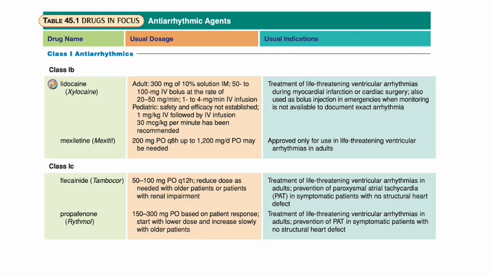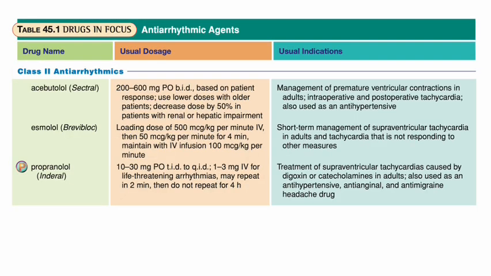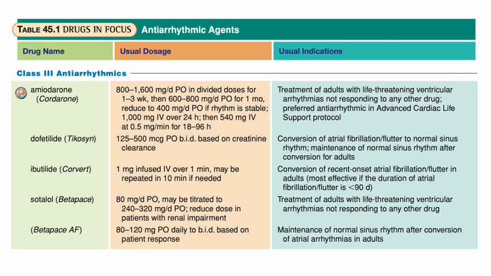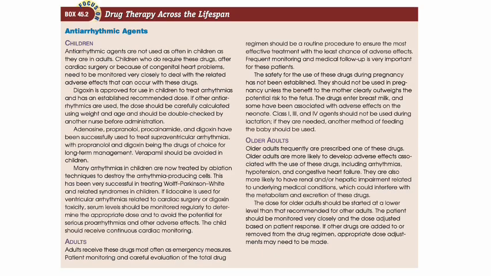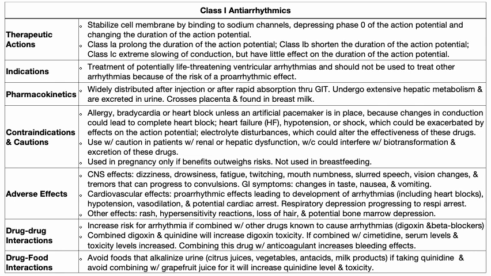So we have type 1B and 1C, and then the class 2 antiarrhythmics. Then we also have class 3, class 4, and other antiarrhythmics. We have here also a copy of the drug therapy across the lifespan, and then the therapeutic actions, indications, and so on for class 1 antiarrhythmics.